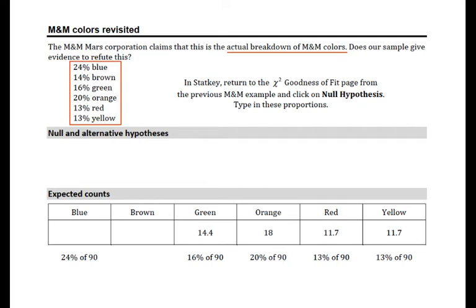They say that they, at their plants, produce 24% blue, 14% brown, etc. Mix them all up and separate them into bags. We can assume that this process is pretty close to random. So in StatKey, we are going to return to the chi-square goodness of fit page from our previous example because we've already entered our data set in there. So we're using the same data set again, but we're going to enter these for the null hypothesis.